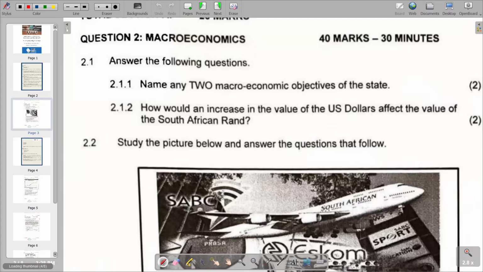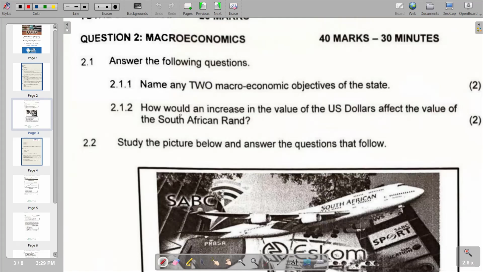Going on to the second question, it says, how would an increase in the value of the US dollar affect the value of the South African rand? So obviously, when the US dollar has increased in value, it means we now need more units of the South African rand to buy the US dollar. So basically, in that case, it makes our imports more expensive. But obviously, our exports are becoming cheaper. So that's the case with the US dollar increasing in value over the South African rand.